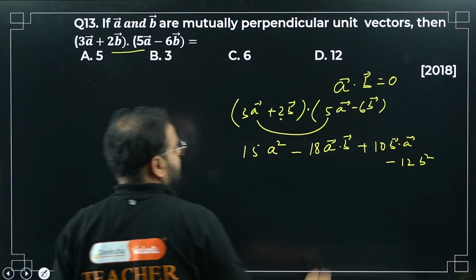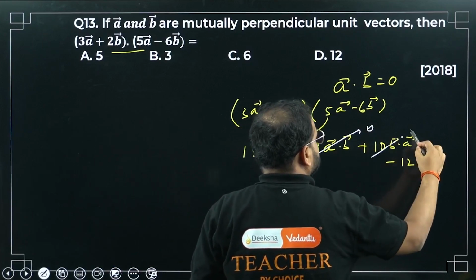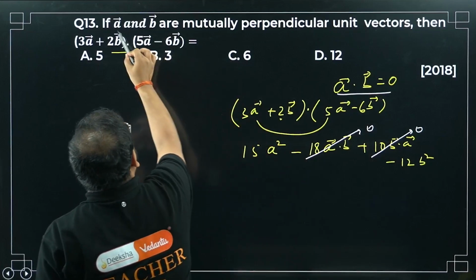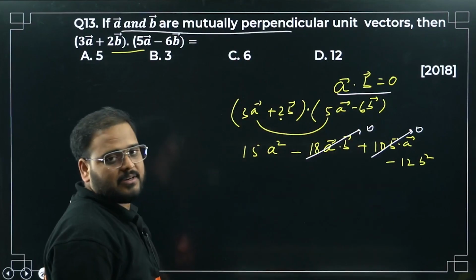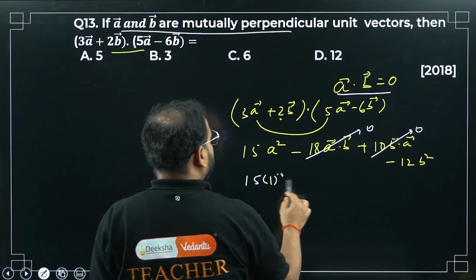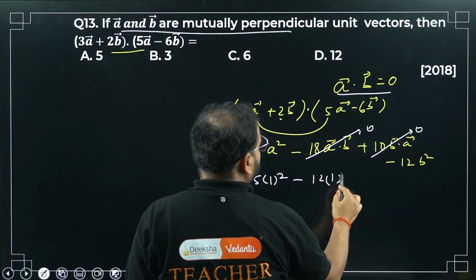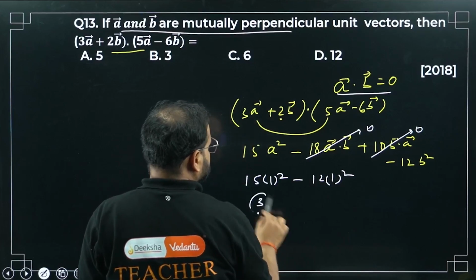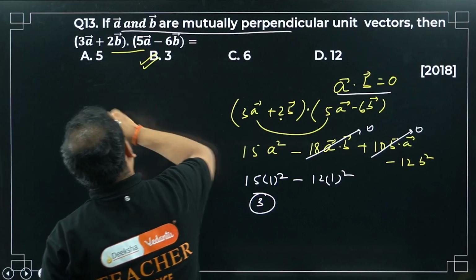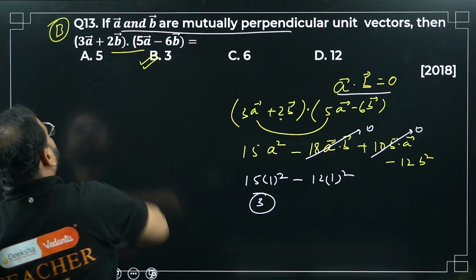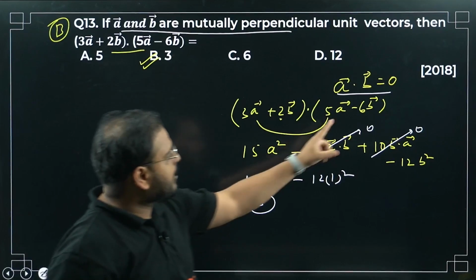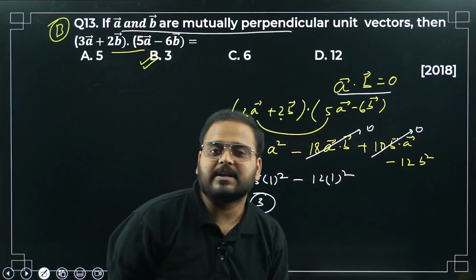Check please. This is 0 and this is also 0 because a dot b is given as 0. They have said that a and b are two mutually perpendicular unit vectors. So a dot b is 0. Unit means what? 15 times of 1 square minus 12 times of 1 square. Can a question get simpler than this, sir? No, sir, of course not. MCQ, very simple. Answer is 3. Option number B, MCQ PYQ from 2018.